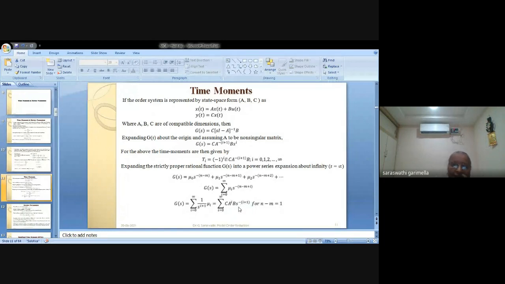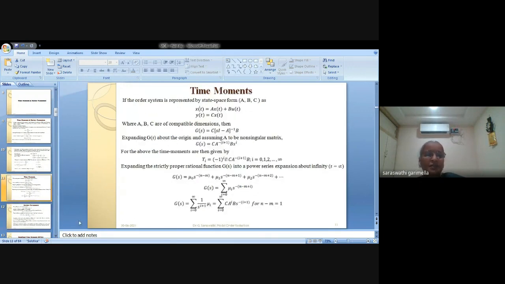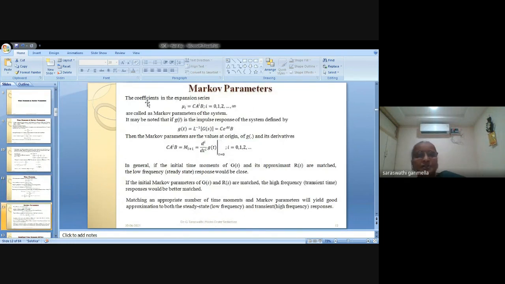So this is s to the power of minus (i plus 1) with the minus sign brought here, where mu i is C A to the power of i B. Here it is an inverse, while here it is a power, not a transpose, for n minus m equal to 1. So the Markov parameters: the coefficients in the expansion series, mu i, which equals C A to the power of i B, are called the Markov parameters of the system. Actually, both are a continuous slide.